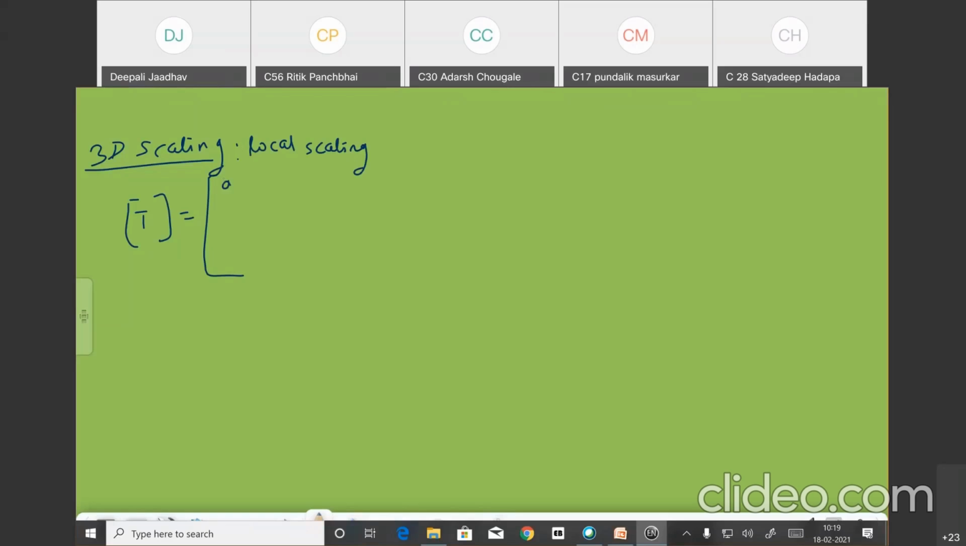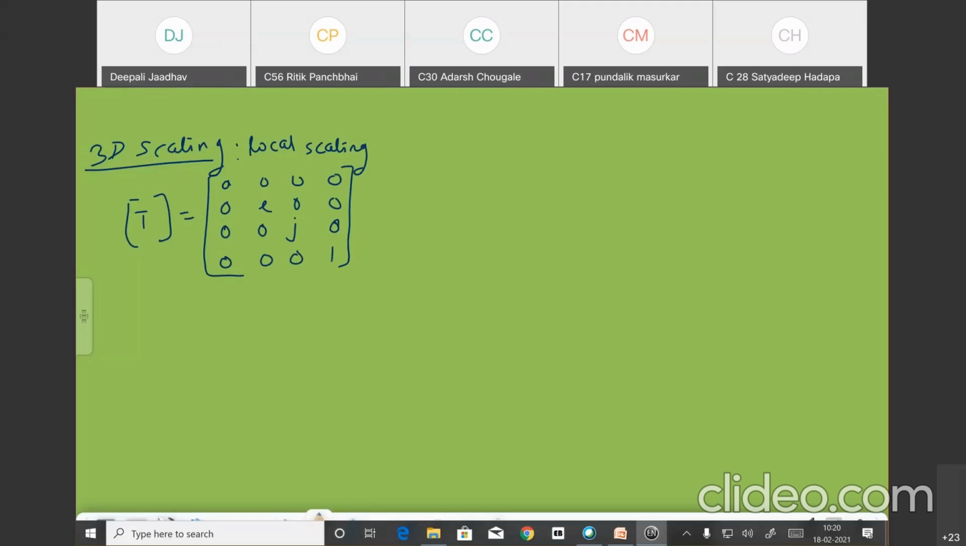So A, the remaining terms are 0: A, B, C, D, E, F, then G, H, I, J, correct? H is not used. H is used for the homogeneous coordinate, and the remaining L, M, N are also 0. So that is the transformation matrix for local scaling. In this we use the diagonal terms A, E and J.